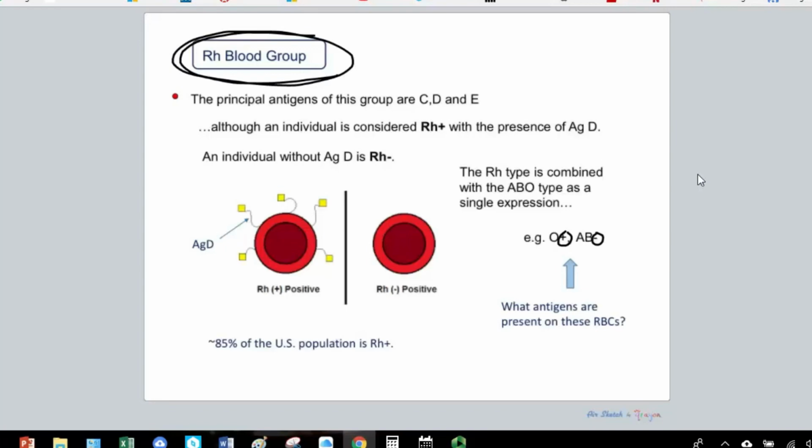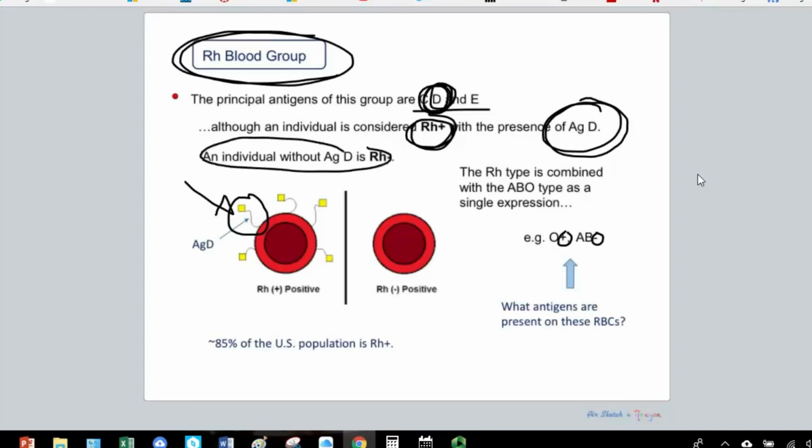And the principal antigens in this group are C, D, and E, but by far the most active one is D. So if you have a D antigen on your red blood cells, and that's what this little antigen there is representing, then you're considered RH positive. If you do not have the D antigen, then you're considered RH negative.